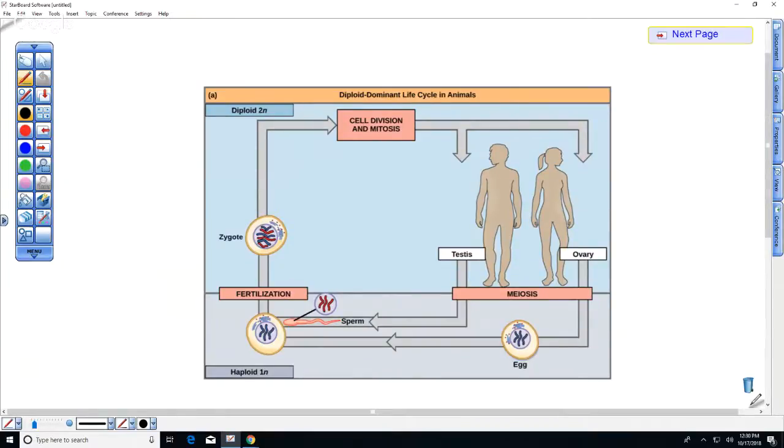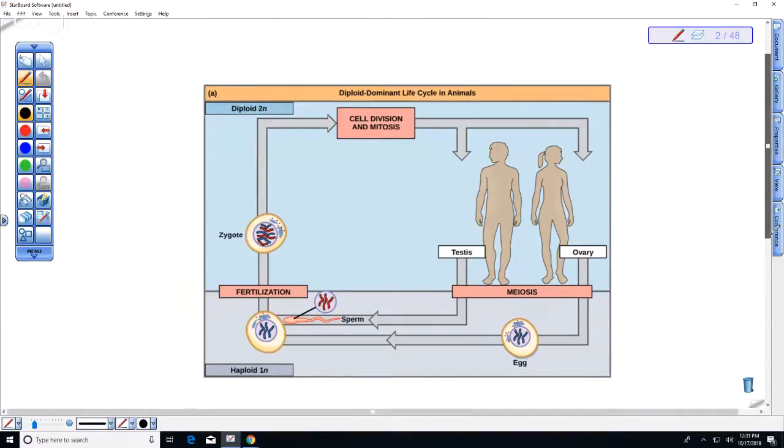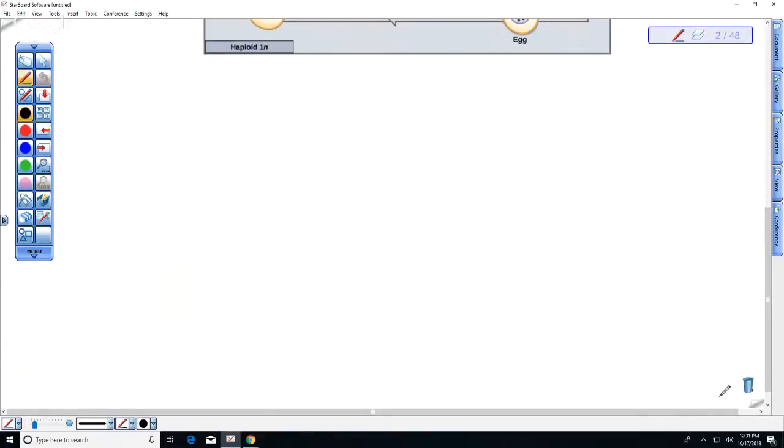So if we look at the human life cycle, I'm going to go through it and define the terminology that is found in this. This life cycle is very common to animals in particular. Plants have a different type of life cycle that you'll learn about if you take Biology 102. So we start out with the egg and the sperm.